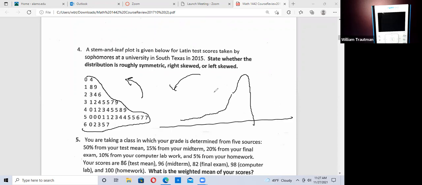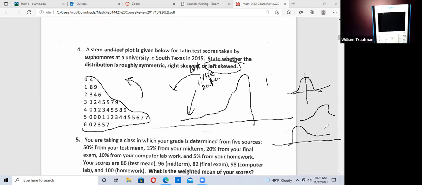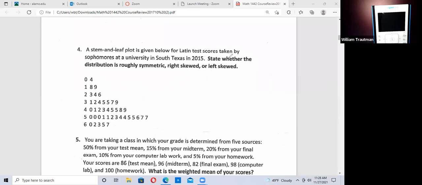If you look at this graph, the left side has little data. So we call this left skewed, since the left side has the least amount of data. If it's symmetrical, it would look like this, pretty much the same on both halves. Right skewed looks like this, with little data on the right. Little data on the left is left skewed. All right, that's question 4. The answer was left skewed.